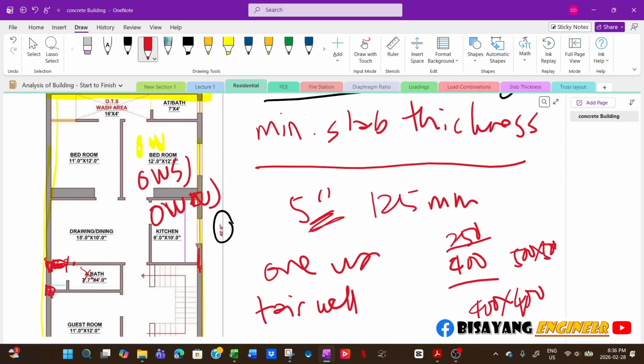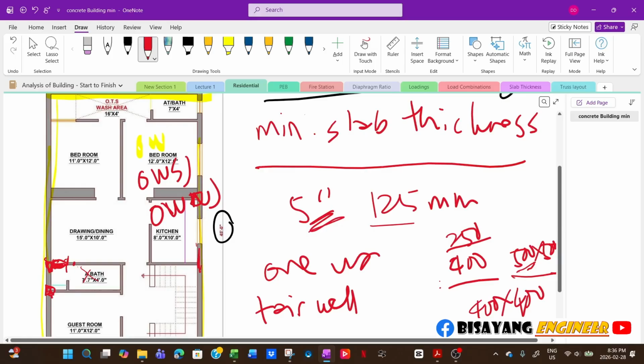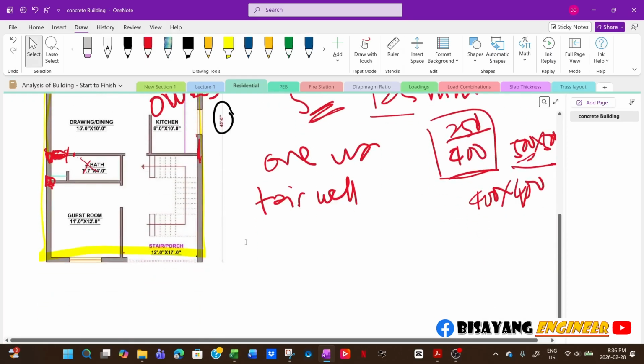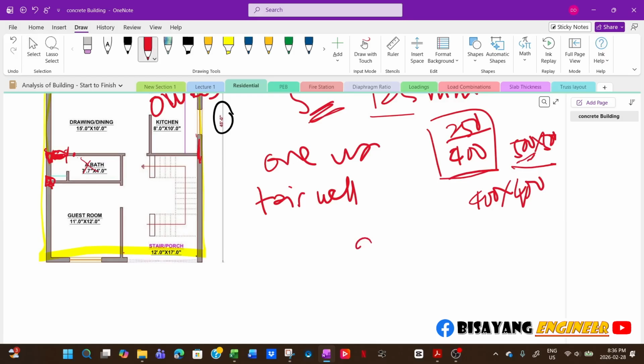If you end up having a column more than the specified, once you have the preliminary section sizes of your structural members, you have to discuss with the architect: are we allowed to have a column size this big, are we allowed to have a beam size this big? Because you have to consider the clearances, as well as the floor to ceiling height. Make sure that you have enough clearance for the ceiling. The typical ceiling height for a residential building is 9 feet.